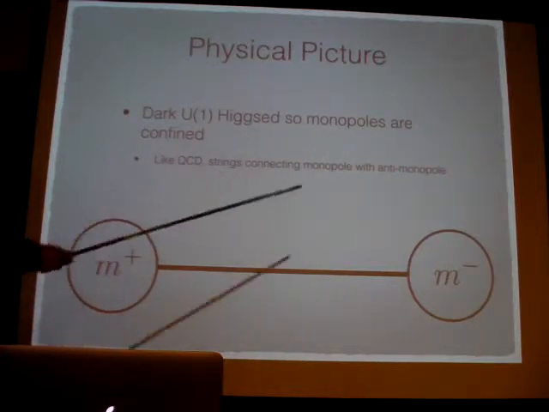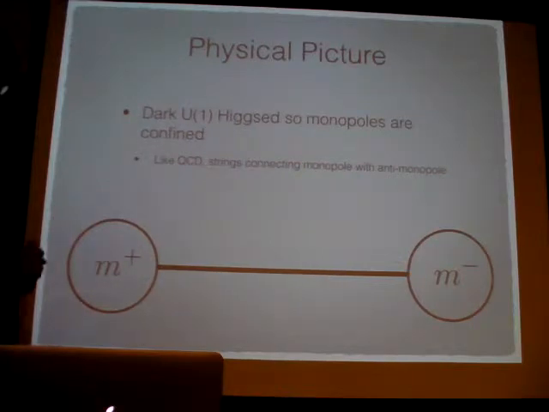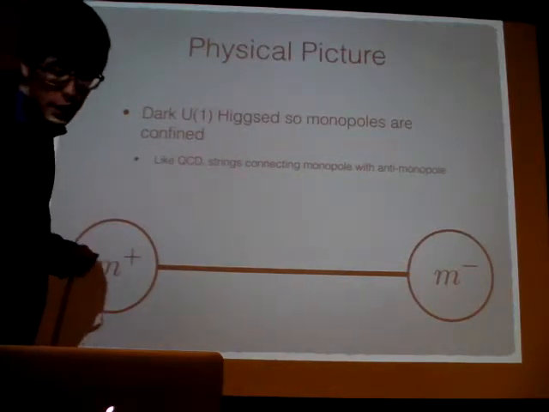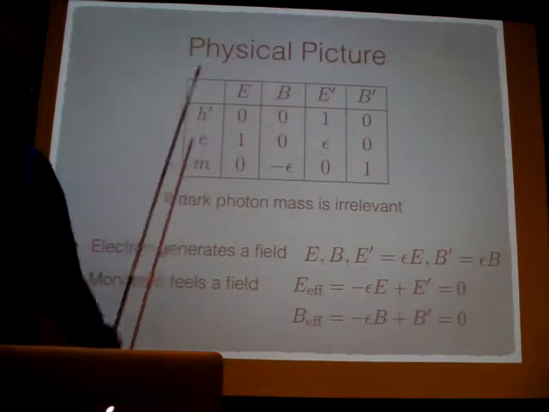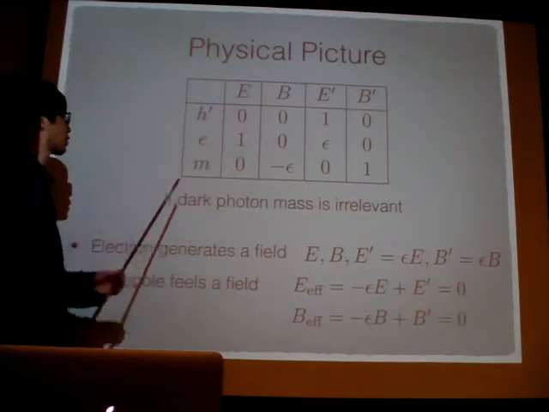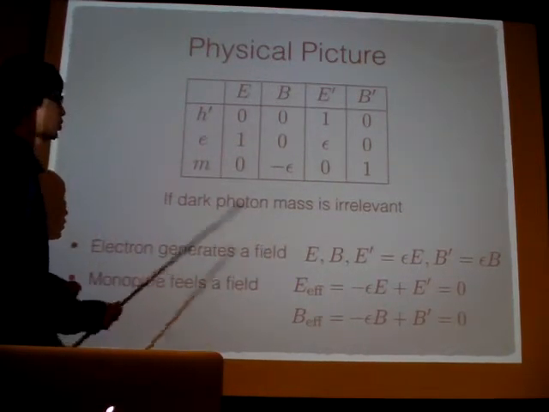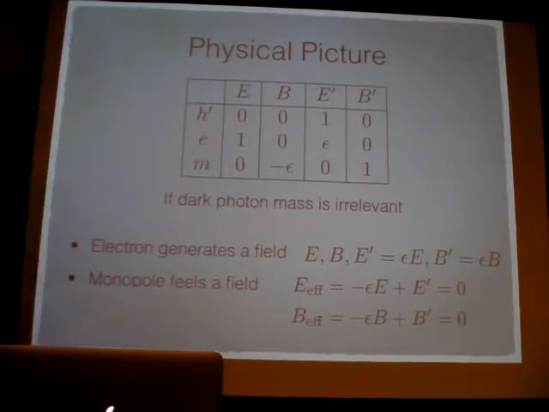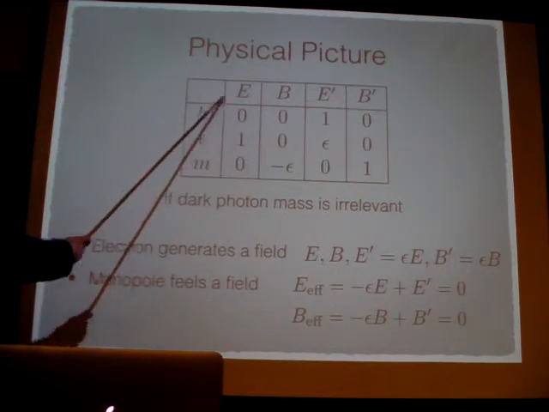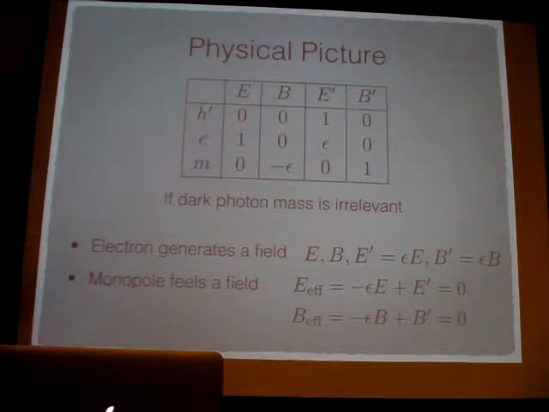So this is sort of the picture of them. And to drive home why the mass term is important, let's go to the case where the dark photon mass is irrelevant. Let's pretend, for example, that the mass term for this other guy is 0. And now let's calculate the force between an electron and a monopole.